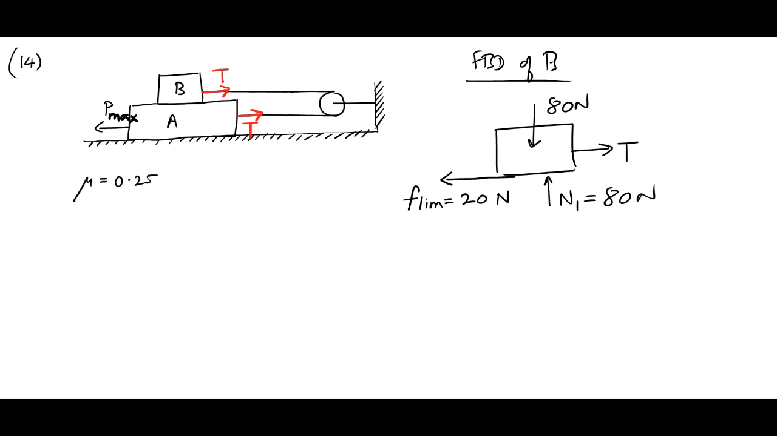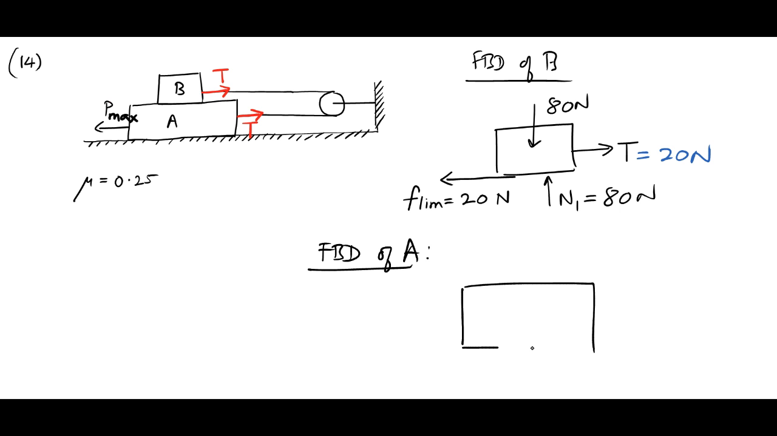Now sigma Fx is equal to 0, as I just said. It implies that T equals 20 newtons. Go to the other block and draw its FBD, the FBD of block A. So here the block is here. The block weighs 160 newtons, and the same tension acts, so it's the same tension as this. T equals 20 newtons.